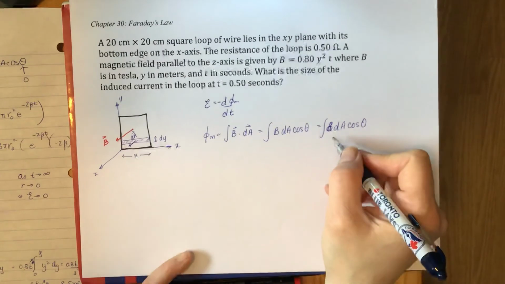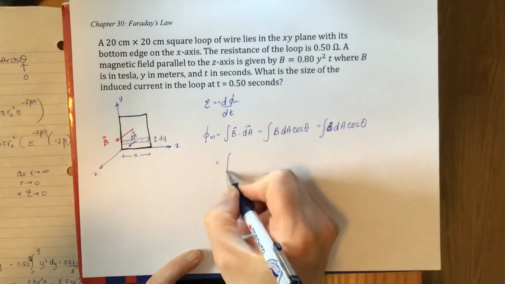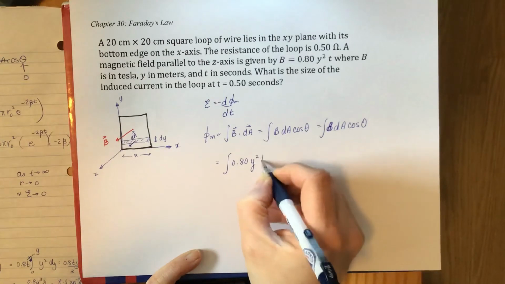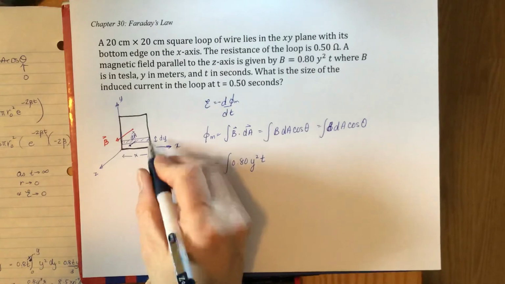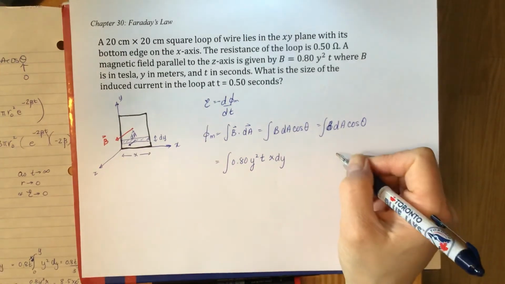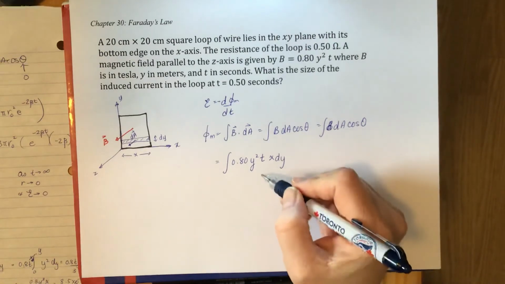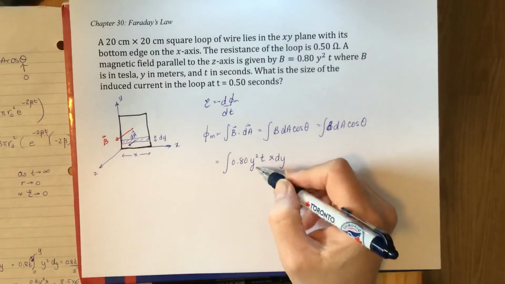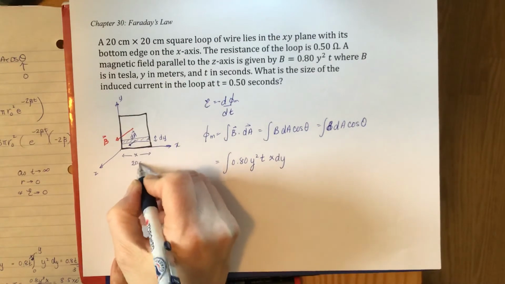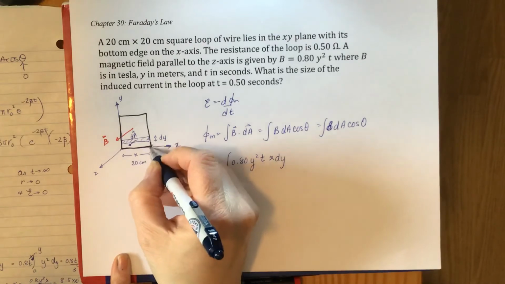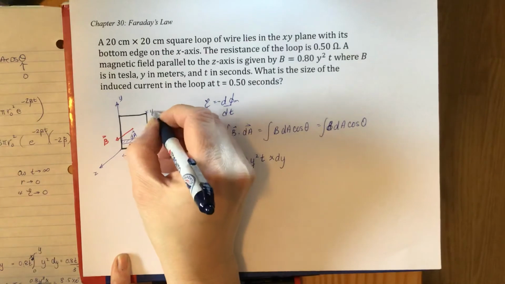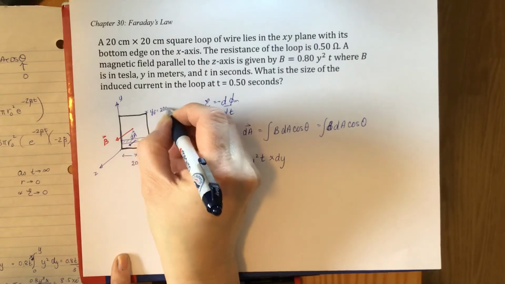So let's fill in what we have so far. That's the integral of B, which is 0.80 y squared times time, times dA, which is length times width, so x times dy, times cosine of 0, which just gives us 1. The limits of the integral are a limit over the range of y, so the width of our loop x, that's 20 centimeters. The range of our y goes from the start of the loop, y initial at 0, to y final at 20 centimeters.